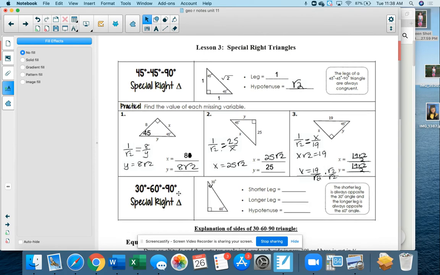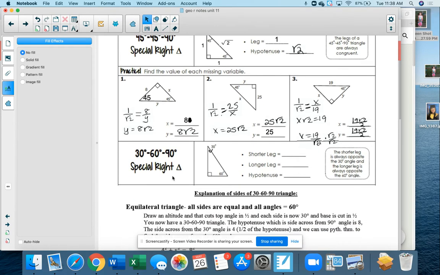Now, the 30, 60, 90 is probably one that we'll use more next year in trig, so it is important that you know that. The shorter leg is across from the smaller angle. So this angle right here is 30. That's the smaller angle. My shorter leg is across from that, and my shorter leg is going to be 1. The longer leg is across from the bigger angle, and that's 60 degrees. So across from the 60 degrees is my longer leg. That's going to be radical 3. I'll explain down on the bottom why that is, but for right now, I'm just going to tell you the rule.